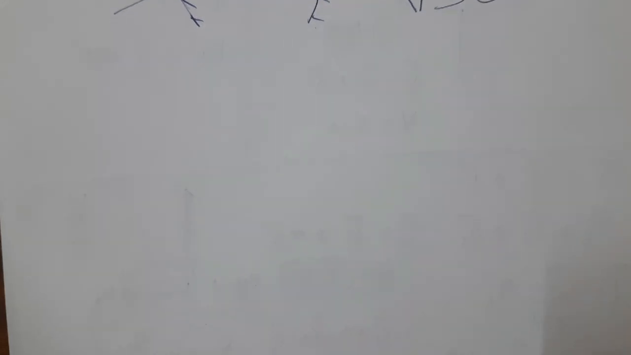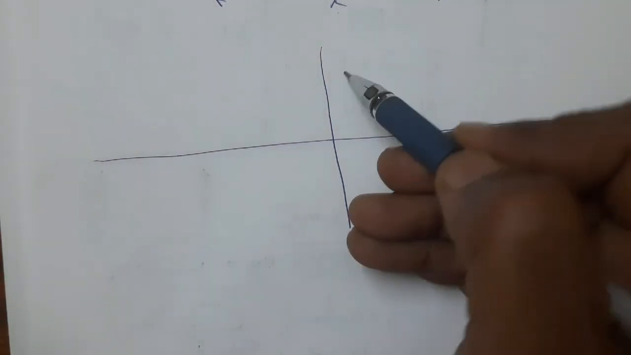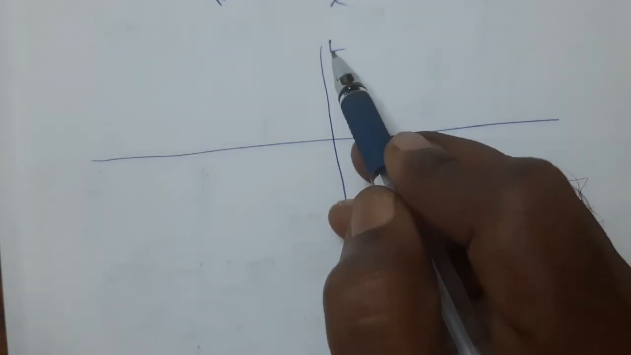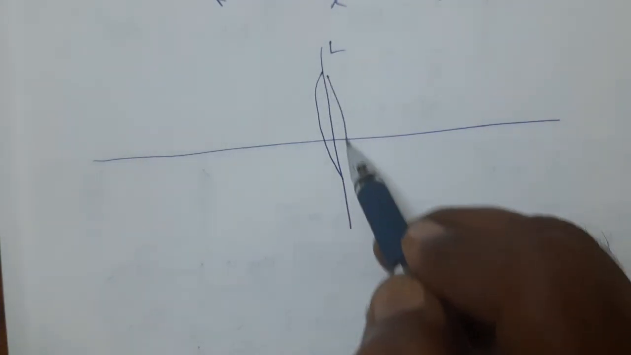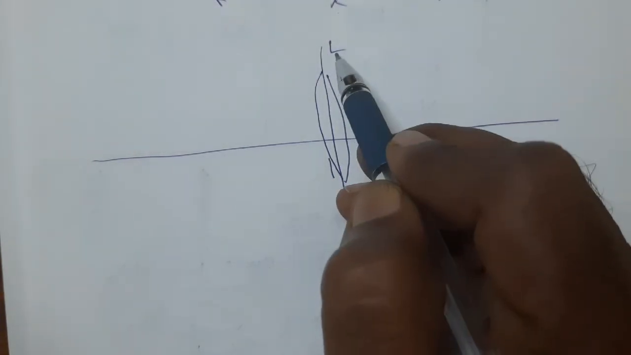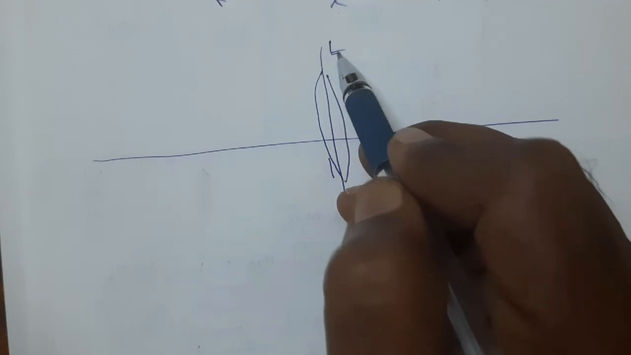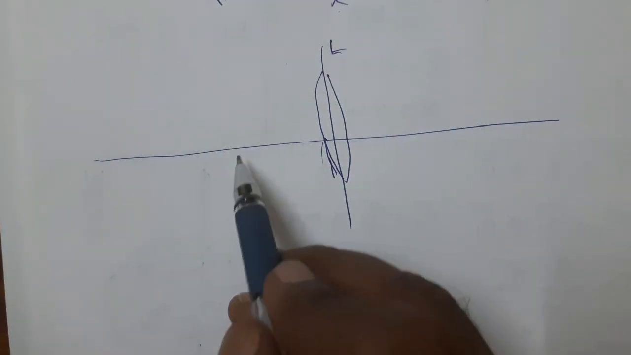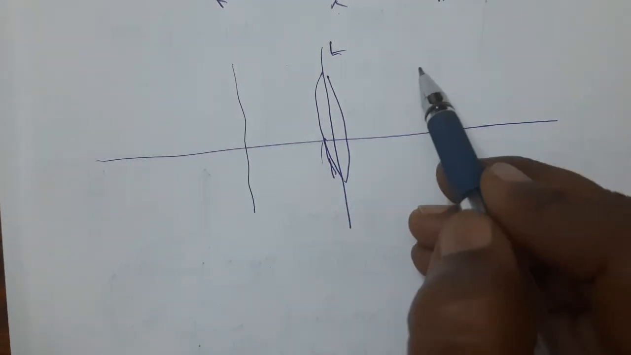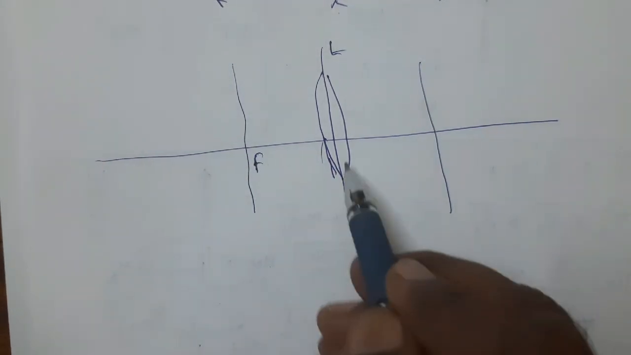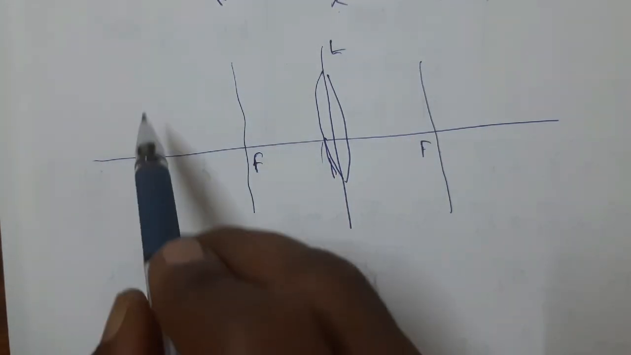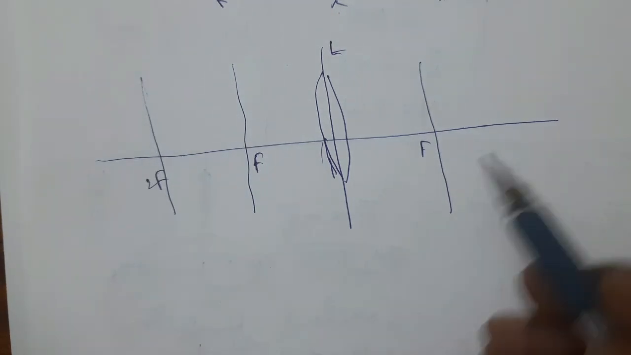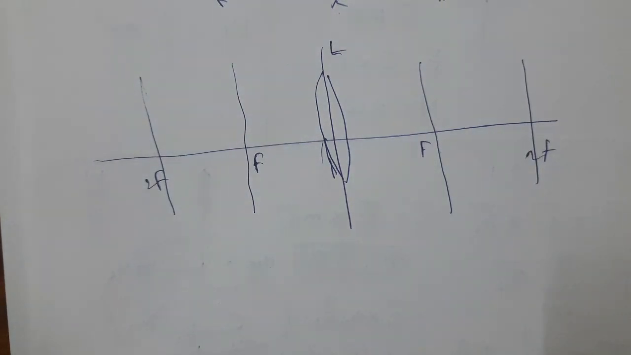Whenever the object is at different points, we will have to consider the Cartesian sign convention. Here it is the position of lens. Always I will not show you the lens something like this. I will just draw a vertical line, and I will represent this as the lens, thin lens typically. Then one more point is important, that is F towards left and F towards right, and another is 2F towards left and 2F towards right.